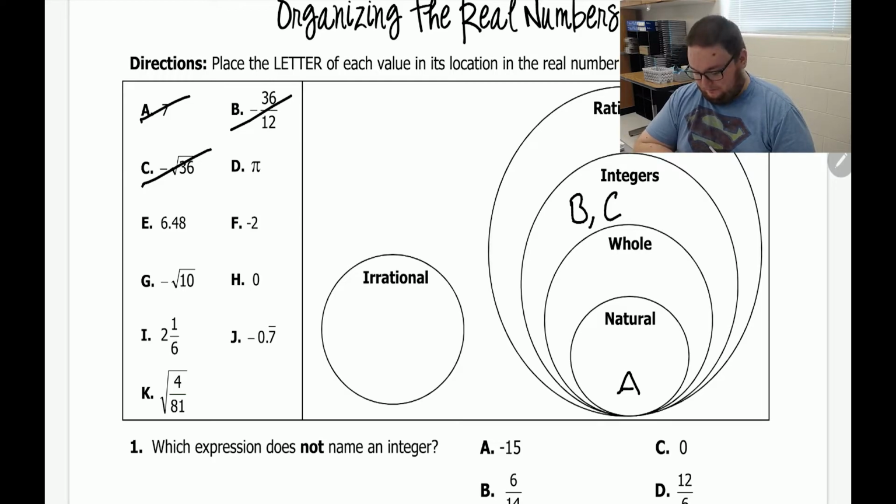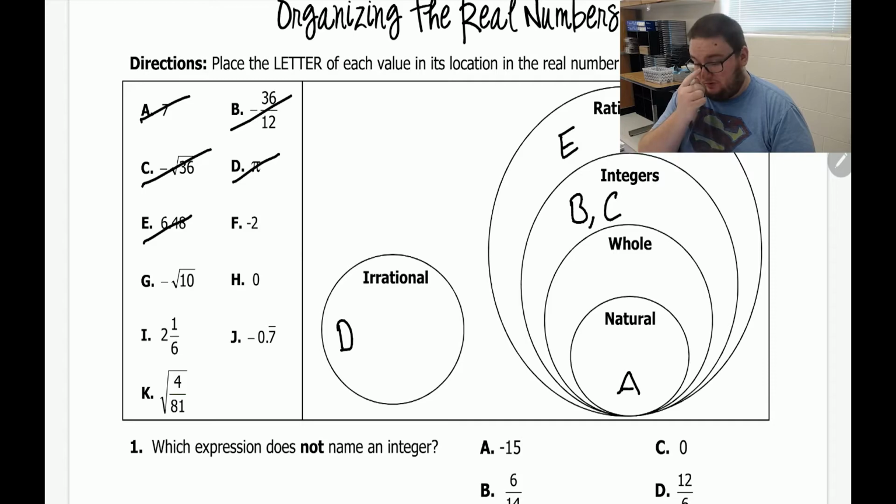Next, D is pi. Pi was our example on the last page of irrational numbers. So of course it's going to be irrational. So we're going to take the letter D, put it in the irrational bubble, and then mark through it. Next is E. We have 6.48. Since the decimal ends, we're able to say that it's most likely going to be a rational number. And it is a rational number. So we're going to take the letter E and put it in the rational bubble. And then we're going to come over here and mark through E.